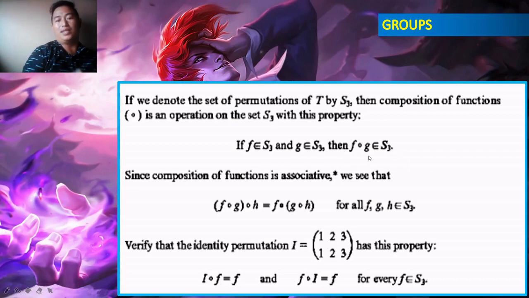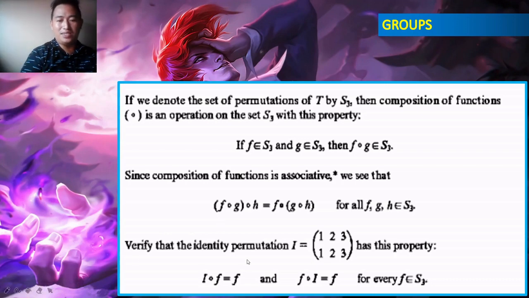So, our S3 passes the closure property. Next, since composition of functions is associative, so we see that. Okay, so in associativity, S3 is checked. This group S3, we ask if it satisfies everything. So, the next is the identity.